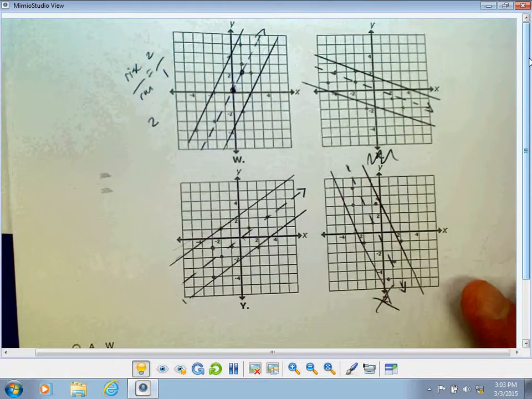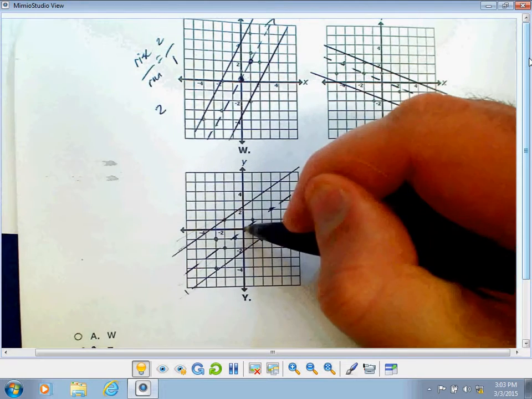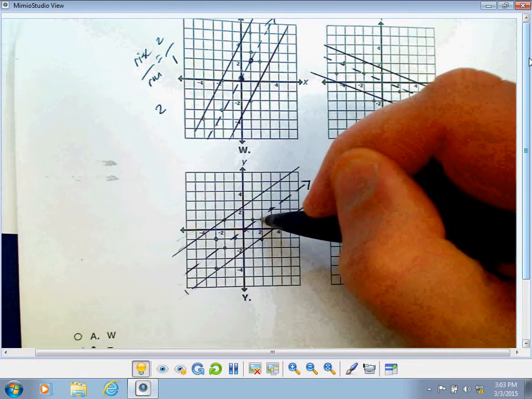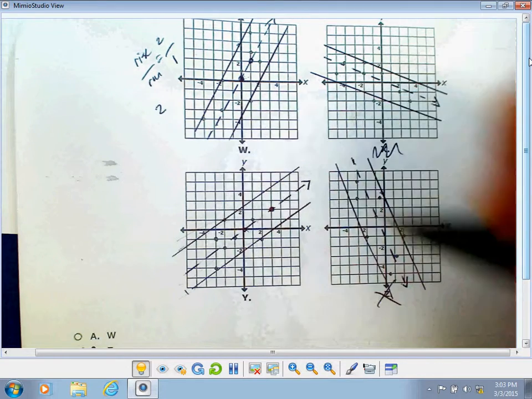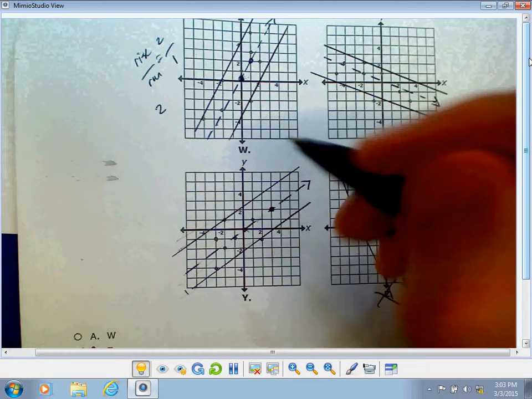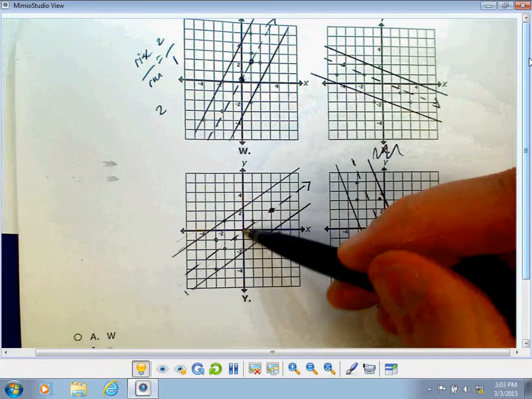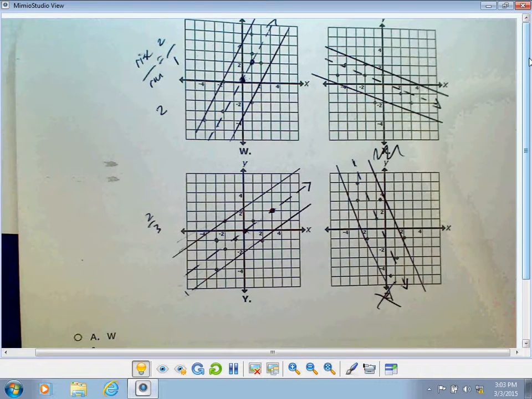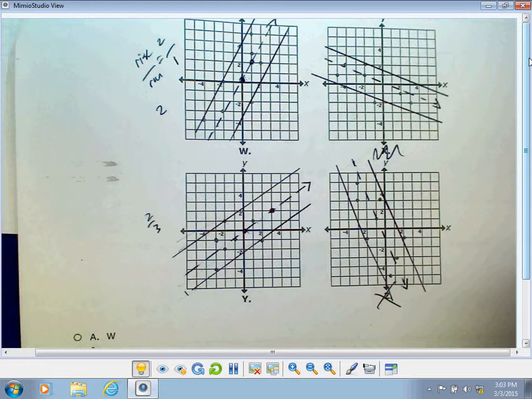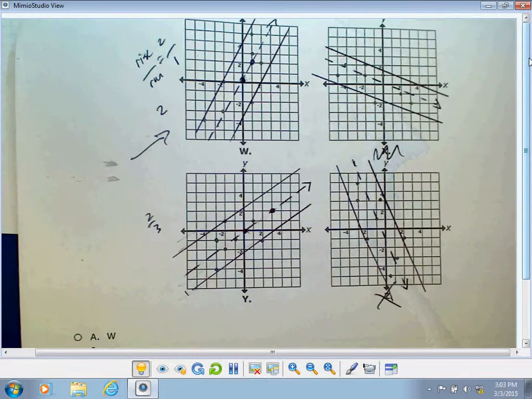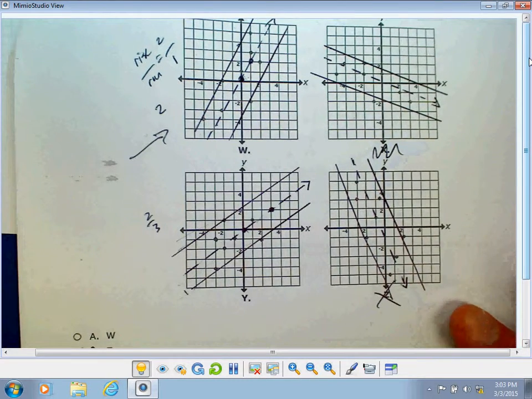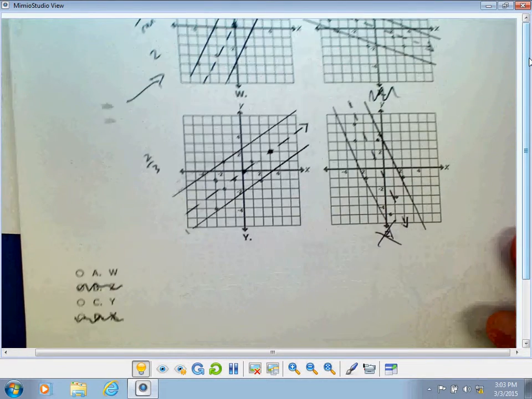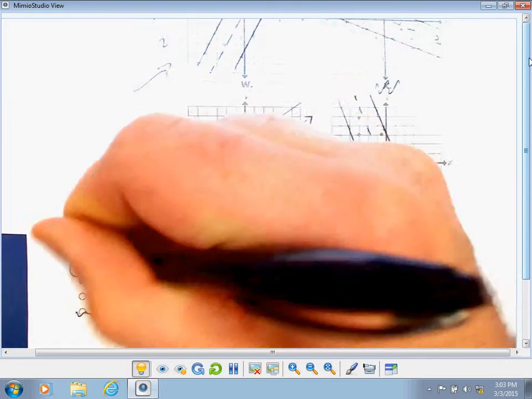Just to make sure, let's look at Y. I'm going to pick a point here and I'm going to find another one somewhere. Maybe like right here. 2 points that I could kind of see what they are. I would go up 2 and over 1, 2, 3. This slope is 2 over 3. It's not even close to 2. Right? 2 is way bigger than 2/3. So it turns out that this one is the correct graph because the slope is definitely closer to 2 than the other one is. So our answer to this one is W, or answer A.